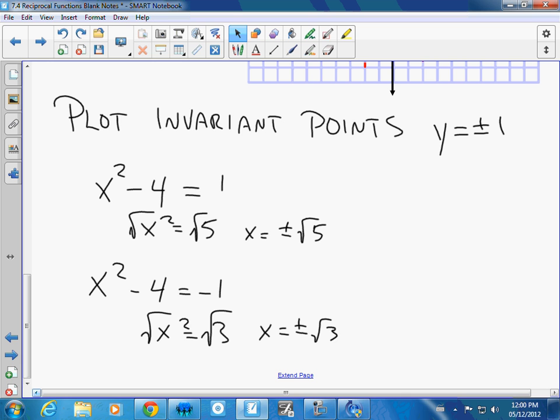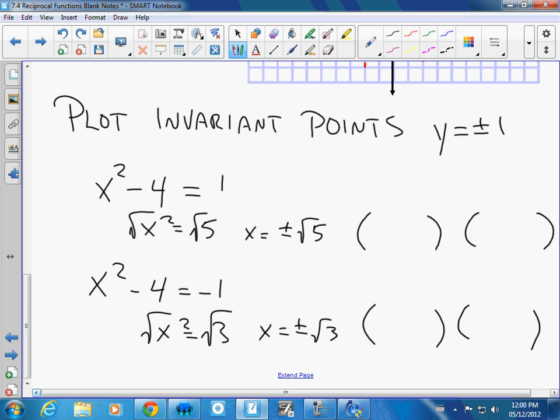Okay, so when y is 1, what could x be? Plus or minus root 5. If y is negative 1, what could x be? Plus or minus root 3. Now, if you need points to plot, do you need an x and a y value? Let's figure out our x and y values. Here's one set. Here's another set. This does not mean multiplication between them, so let me put commas between them.